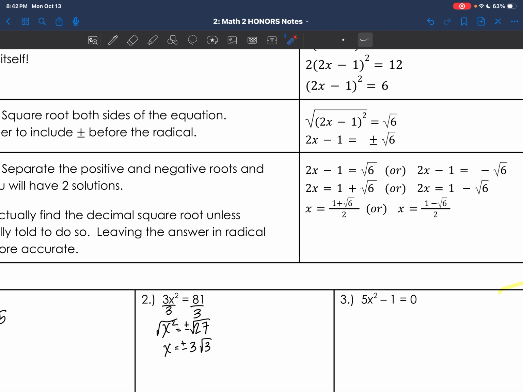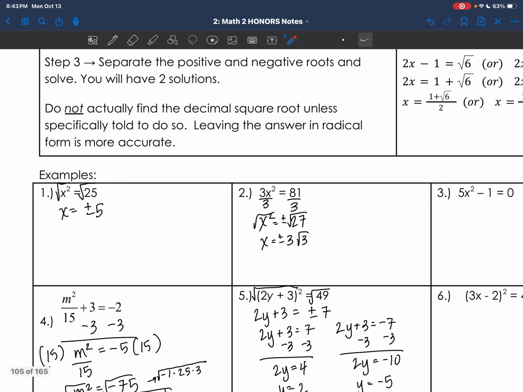Once you have this, you're just going to add 1 to both sides, and you'll get 2x equals 1 plus square root of 6. Then divide everything by 2. So you'll get 1 plus square root of 6 over 2. Then when you come over here, we're going to add 1 to both sides and divide each thing by 2. And you'll get 1 minus square root of 6 over 2. So your final answer is this or that.